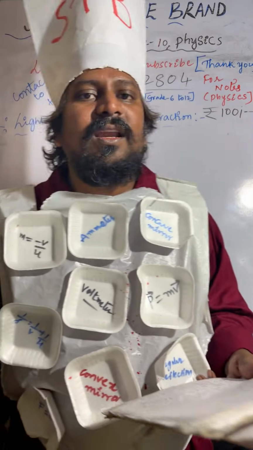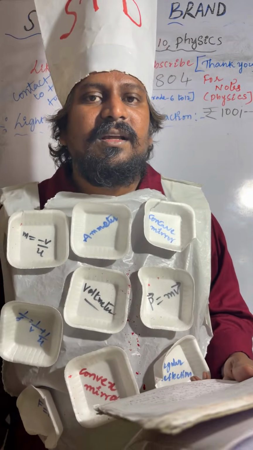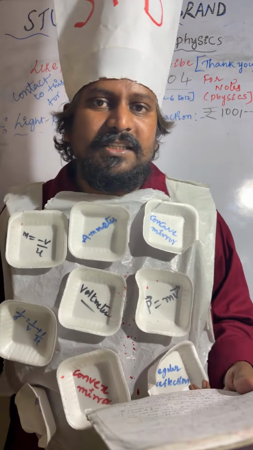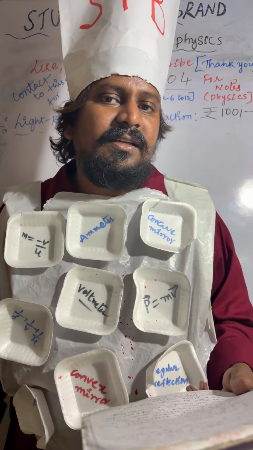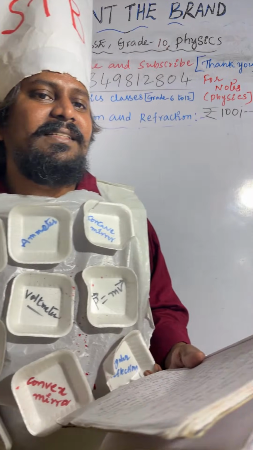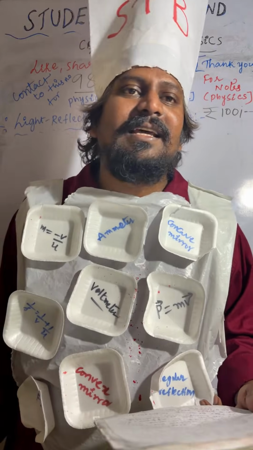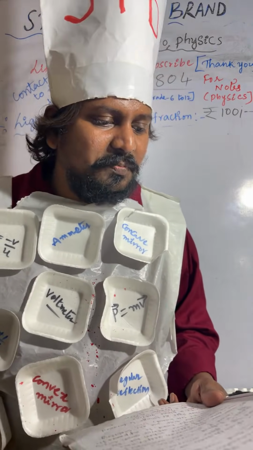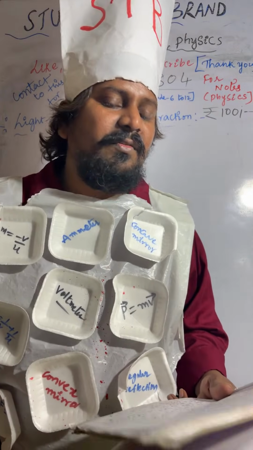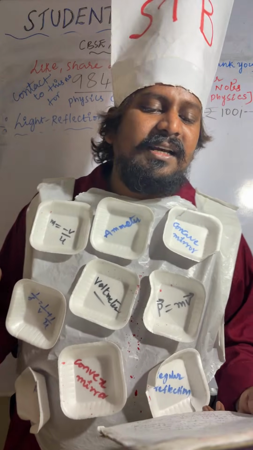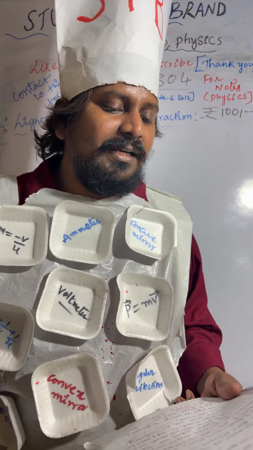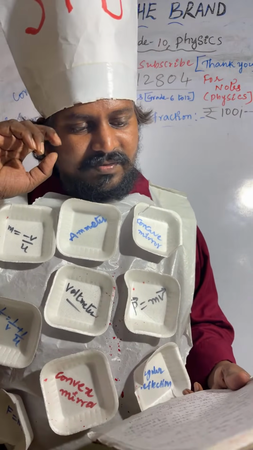Next one, define regular reflection and irregular reflection. Regular reflection takes place on a smooth surface. Irregular reflection takes place on a rough surface. Regular reflection means the incident light rays are parallel and the reflected light rays are also parallel to each other. In irregular reflection, incident light rays are parallel but reflected light rays are not parallel to each other.